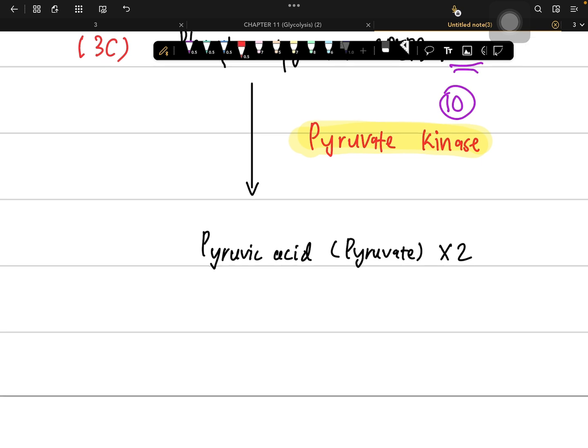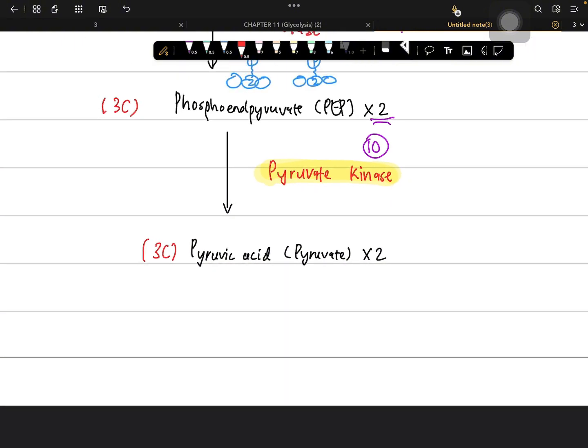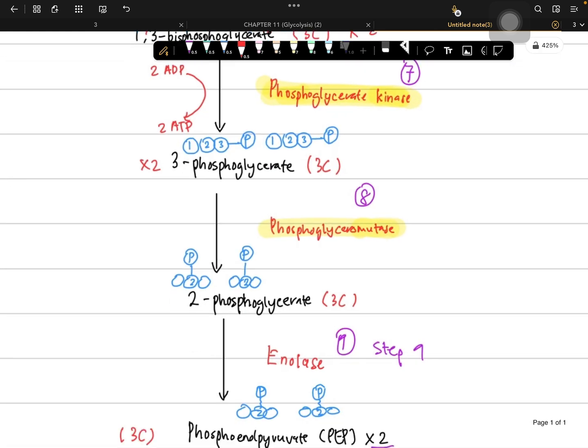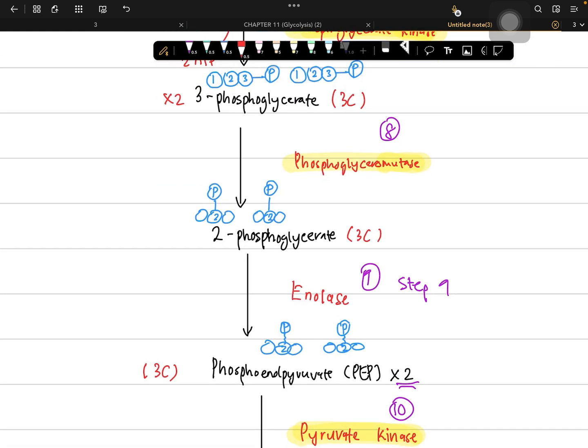Topik yang mudah. Pyruvate is a 3-carbon compound, and then we are finished. This is the enzyme analysis.